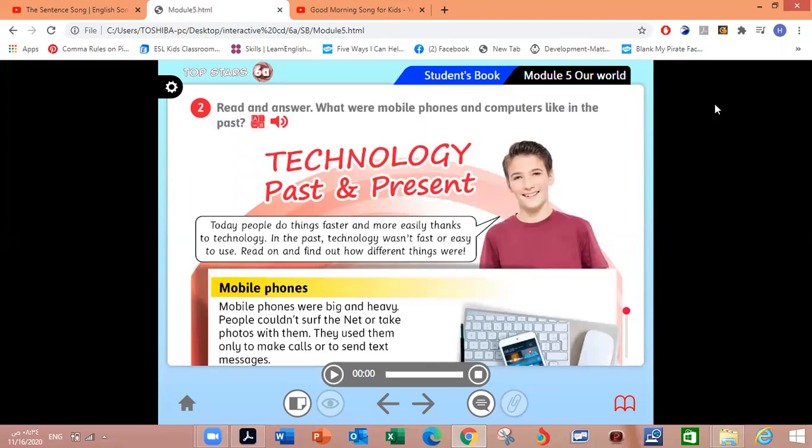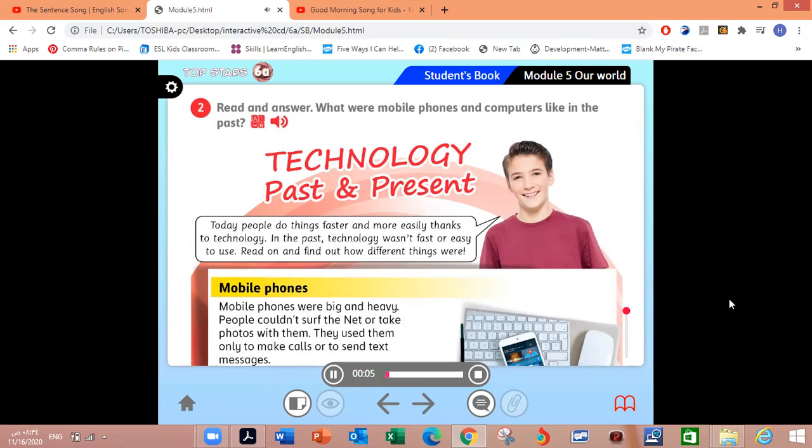Now, let's go back again to our student book. Activity 2. Look and read the title. Can you guess what our text today will be about? Excellent. It's about technology of the past and present. Very good. Now we are going to read to find out what were mobile phones and computers like in the past. Let's start.